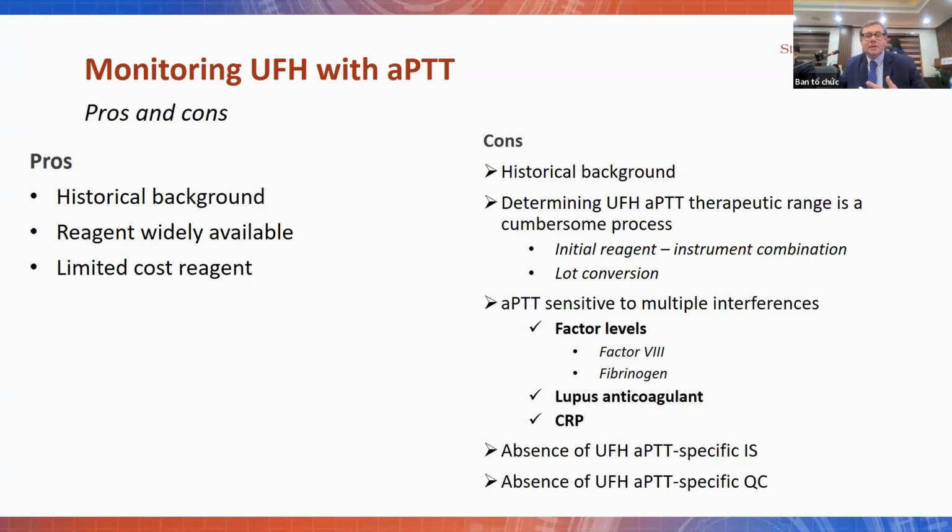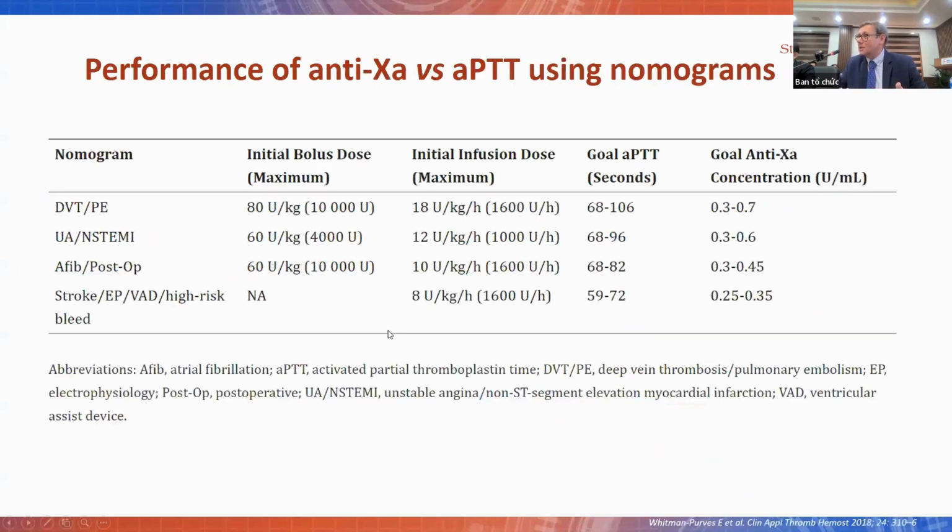So this has advantages. But cons: when you want to use your APTT reagent to monitor heparin, you should determine which APTT range corresponds to 0.3 to 0.7 international units per milliliter, which is quite cumbersome. And you should do it not only when you change the reagent or initiate a new reagent, but also when you change a batch, which is very time-consuming and difficult to do.